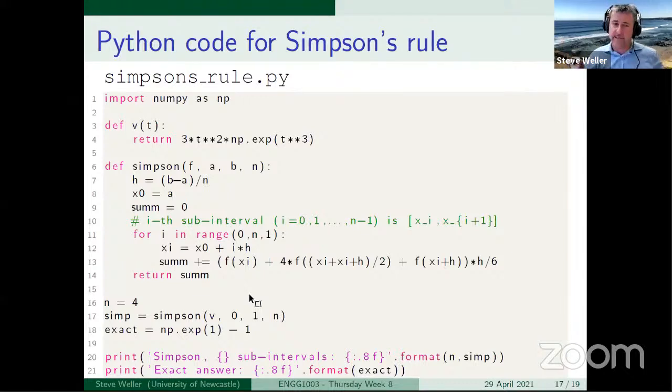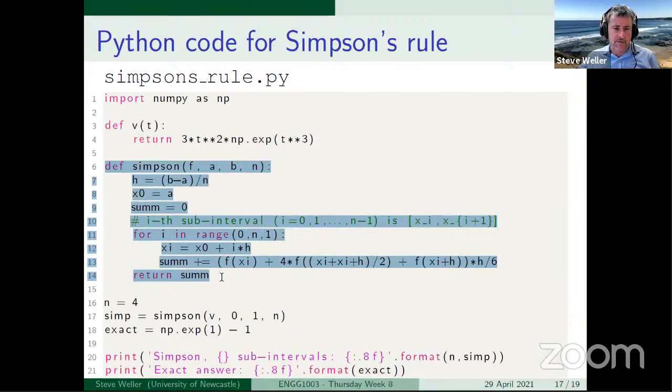Here's the Python code. We're going to run it live in just a moment. Simpson's rule looks very similar. The code is set out deliberately very similar to the trapezoidal rule. We're going to use NumPy. We define the function we want to integrate. Here's the implementation of Simpson's rule. It fits in 8 lines of code, including a comment. So again, it fits in 7 lines of code.